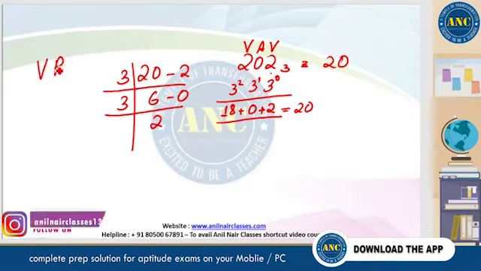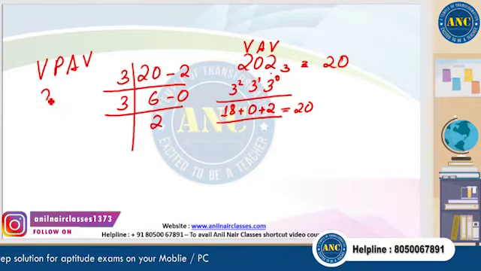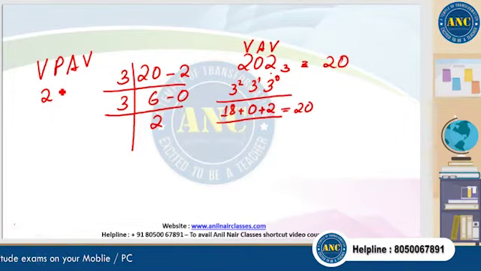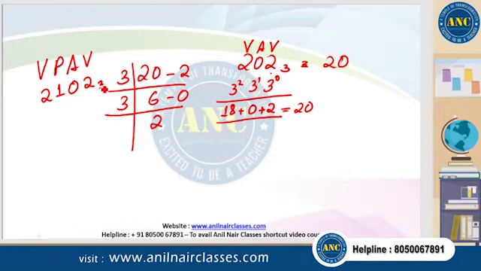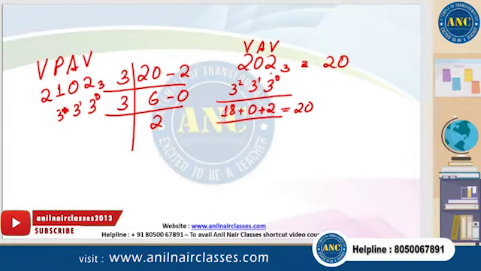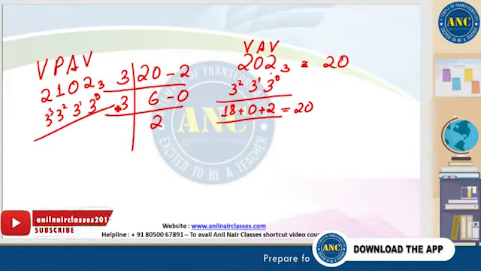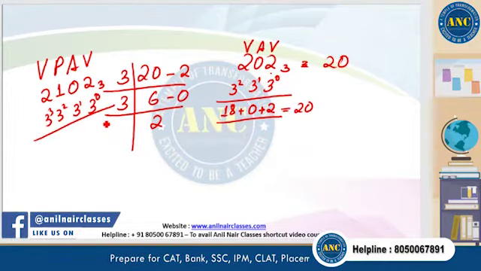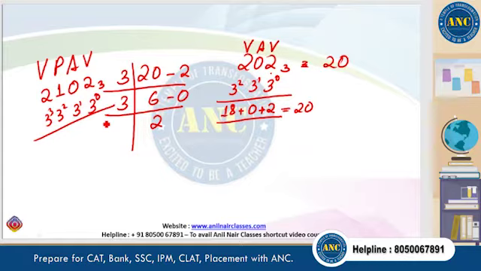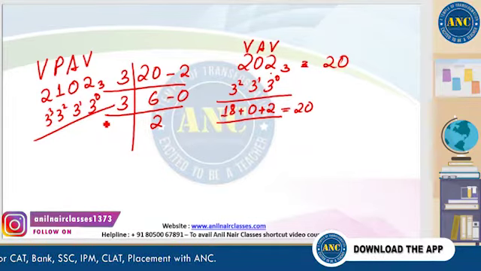We have a VPAV. V is 2, P is 1, A is 0, and V is 2. This is in the base 3. So we multiply with powers of 3. So that's going to be 3 power 0, 3 power 1, 3 squared, and 3 cubed. Each of these numbers will get multiplied with 3 powers, and we'll add it.